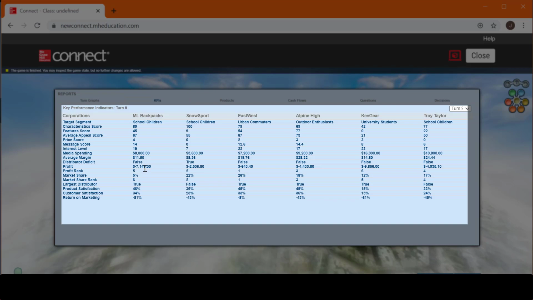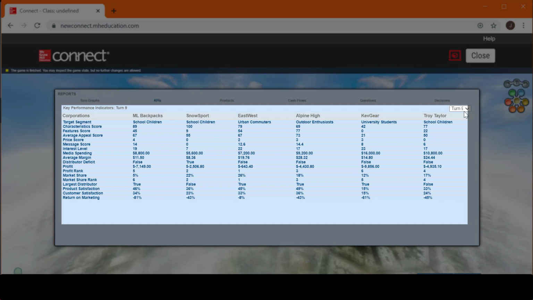You'll also get an idea of how much profit you make per turn, what your ranking is against all your competitors based on that profit. You'll see your market share. You saw that data there too. You'll see largest distributor. Are you selling in the store that has the most people in your target market shopping at it? If you get a false here, you need to go and find out where you need to sell your product because you're not selling in the store that has the most people shopping inside of it. And then you'll get more of those product satisfaction, customer satisfaction data that you got on the leaderboard as well.